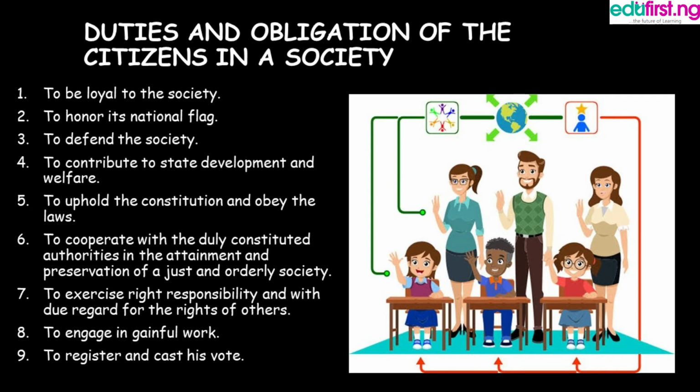6. To cooperate with the duly constituted authorities in the attainment and preservation of a just and orderly society. While the 7th one says to exercise rights responsibly and with due regard for the rights of others. While the 8th one says to engage in gainful work, and the last one says to register and cast his vote.